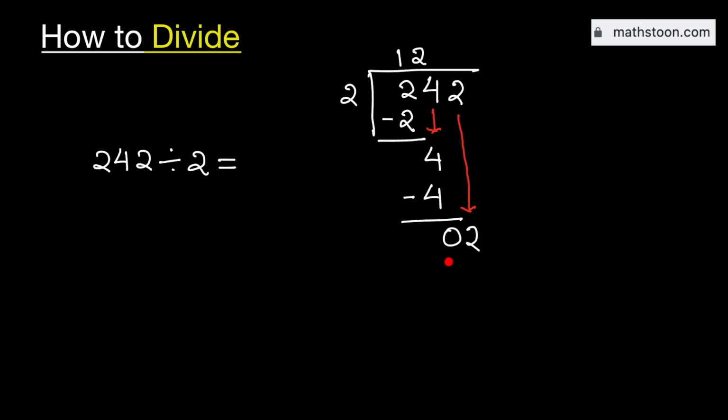Again look that this is the number 2. So we will remove this left hand 0. And we know that 2 times 1 is 2. Subtract, we get 0. As we have got the number 0 and we have no number to bring down here, so we will stop. Therefore, 242 divided by 2 is equal to 121. And this is our final answer.